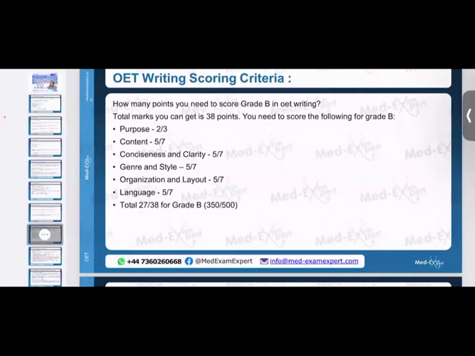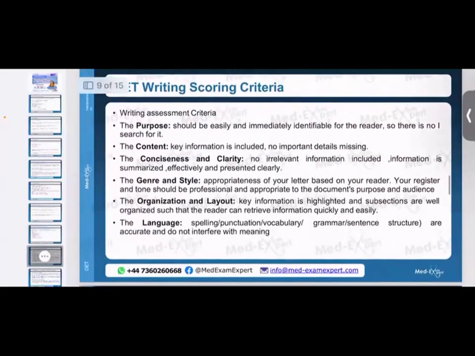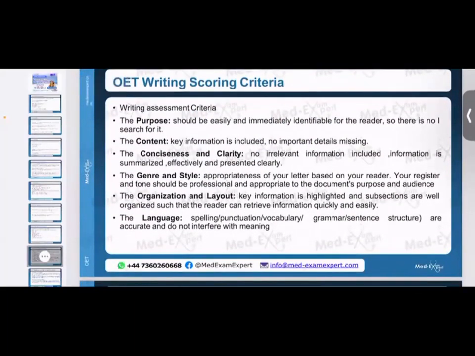So this is the letter writing scoring criteria. You have to be very particular about all of these factors which I have mentioned. If you are going to score like this, definitely you can get grade B. So writing assessment criteria, what are the things which you should be very particular about?